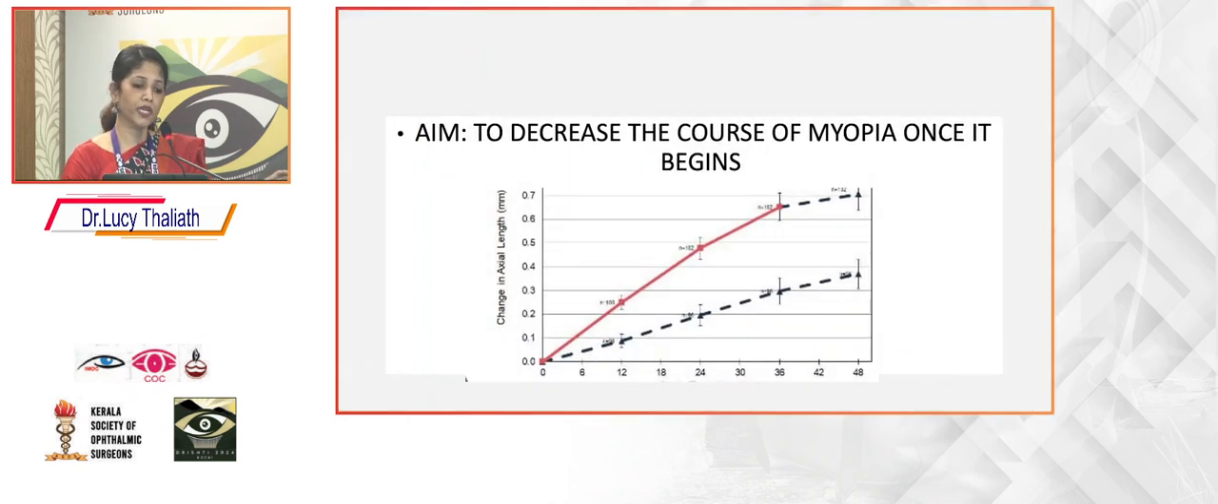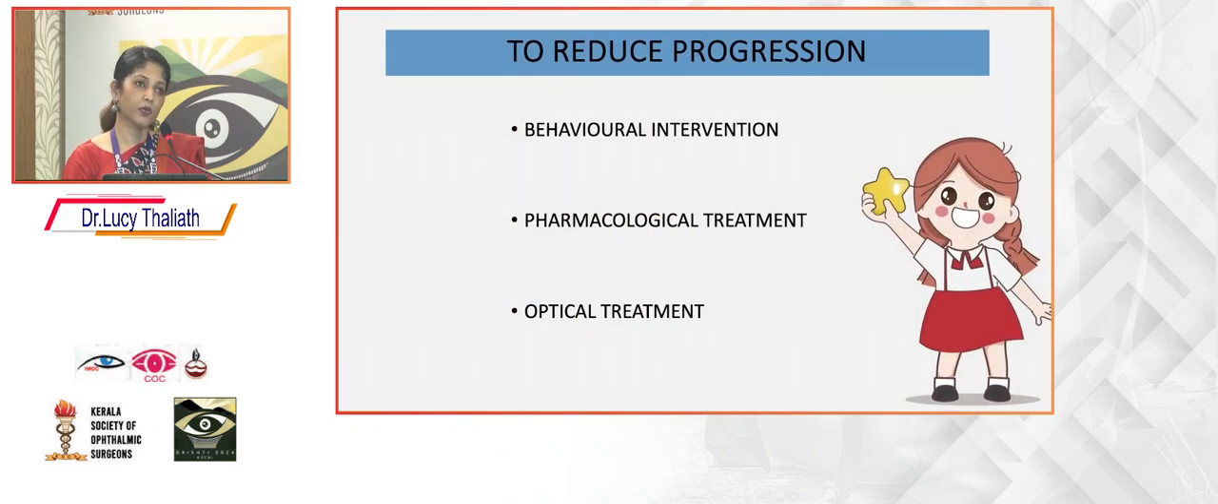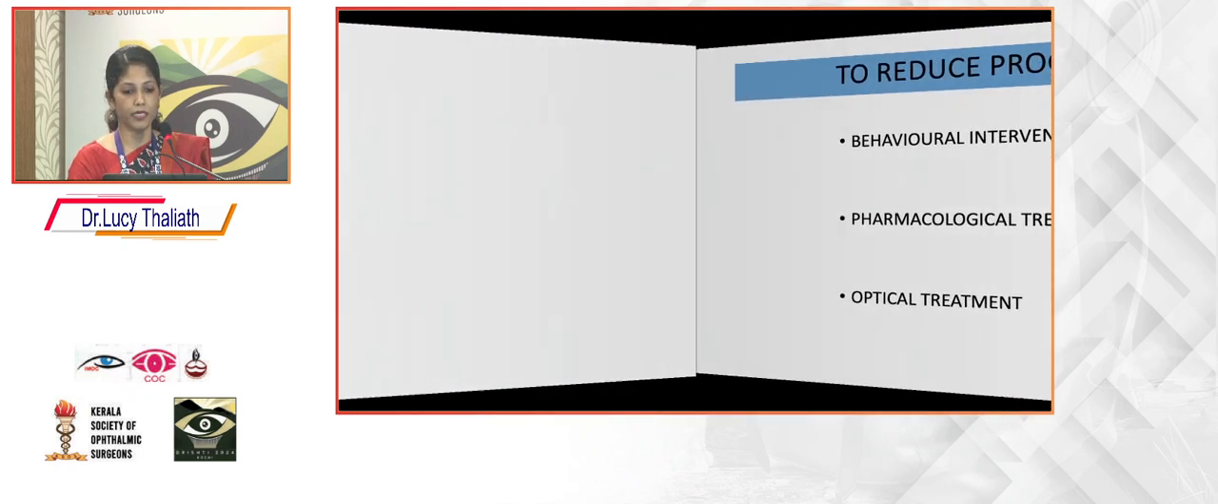Once we diagnose a case of myopia, our aim should be to decrease its course, and there are various interventions to reduce the progression. These are the interventions which are shown to have an effect on the progression. This is the behavioral intervention, and here we have to increase the time spent outdoors and also decrease the screen time. The pharmacological treatment has already been dealt with. And next is the optical treatment.